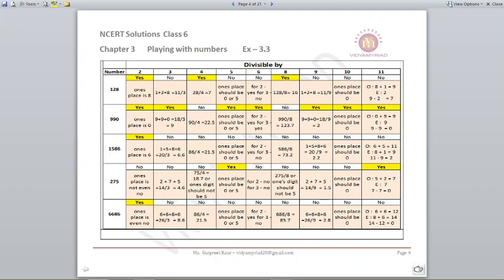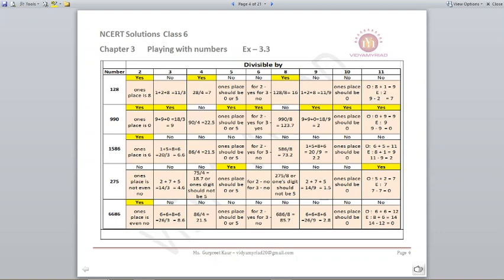In case of 9, add all the digits and see whether it is divisible by 9. No. In case of tens, ones place should be 0. Is it 0? No. In case of 11, we will add odd and even and then subtract. Your odd is 8 plus 1, that is 9. Your even is only 2. 9 minus 2 is 7. So it is not divisible by 11. Like this we will do for all the cases.